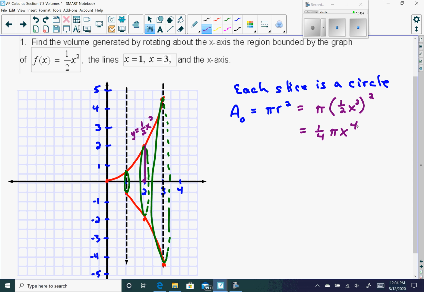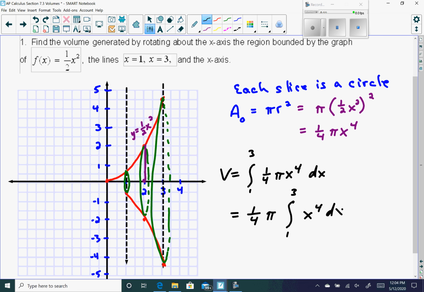So that is our area, and our volume is going to be the integral from x equals 1 to x equals 3 of 1/4 pi x to the 4th. So that's the area of each slice times the thickness of each slice, which is dx. And then we could make this a little easier. We could put the 1/4 pi, or pi over 4, out in front, and then times the integral from 1 to 3 of x to the 4th dx.